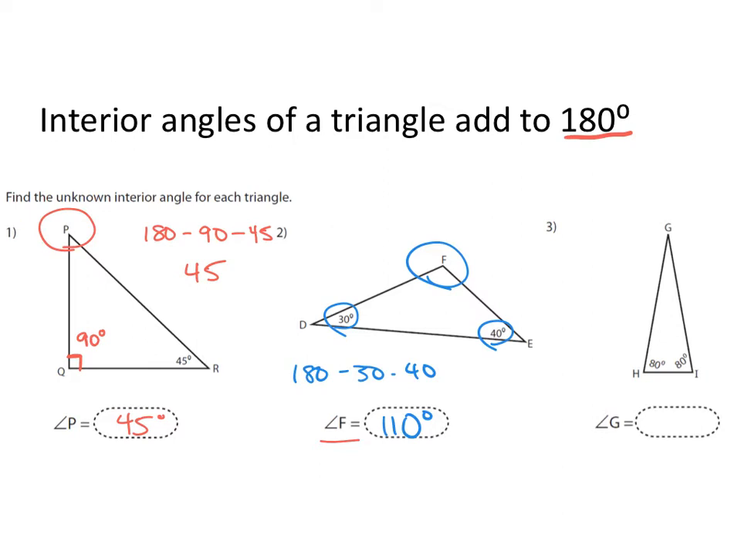Number 3 here, I'm looking for angle G up at the top. I see 80 and 80, which is interesting. It means that this is an isosceles triangle. So I would go 180 minus 80 minus 80, which leaves me with 20 degrees for angle G. So please remember, interior angles of a triangle add to 180 degrees.